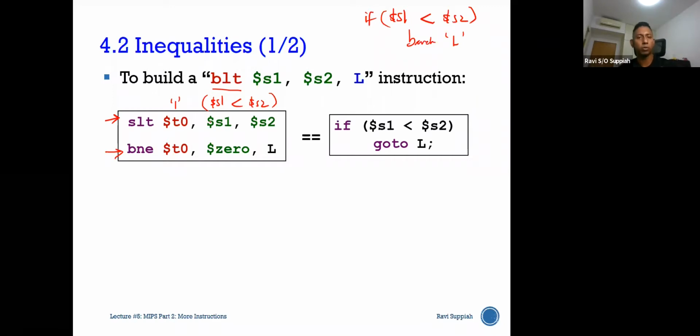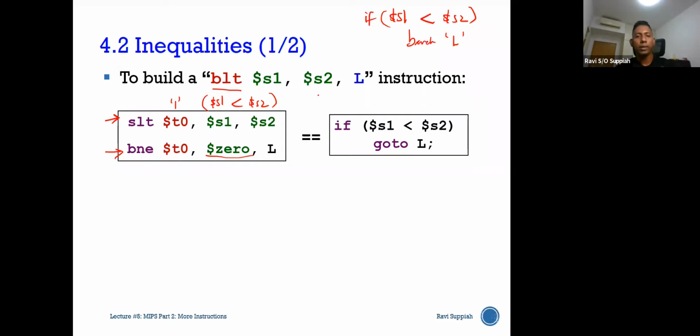I mean, it is a more straightforward interpretation, correct? Because T0 is 1 when S1 is less than S2. Okay, and if T0 is equal to 1, then I want to take the branch. But we're not comparing T0 to 1, we're comparing that T0 is not 0. The reason is simply because we have a 0 register, we don't have a 1 register. The 0 register has a value of 0 inside.